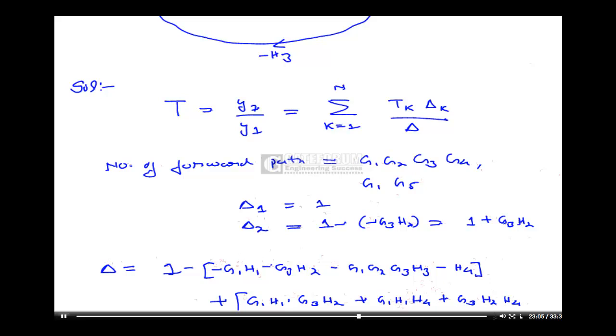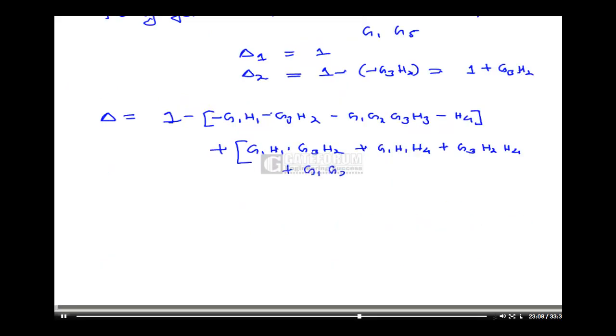Next is one loop: G1, G2, G3, H3 and H4. Okay. Now this is for the two loops. Last one is to take three loops at a time. If there is a possible combination of three non-touching loops, then yes. In this case we have three non-touching loops. One is G1 H1 multiplied by minus G3 H2 multiplied by minus H4.